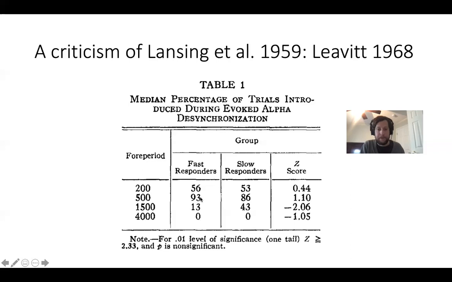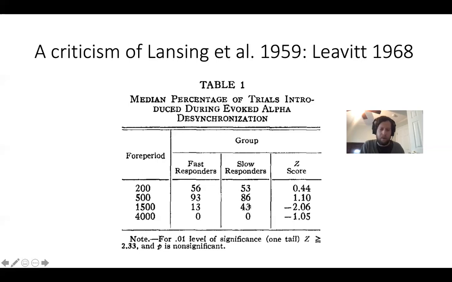No significant difference. There was a trend right here for the fast responders to be slightly higher. Fast responders and slow responders. So there's slightly more people who were fast that had smaller alpha amplitude compared to the slow responders, but that difference was not significant. And when we look at the really long foreperiod duration, it's kind of the opposite effect.